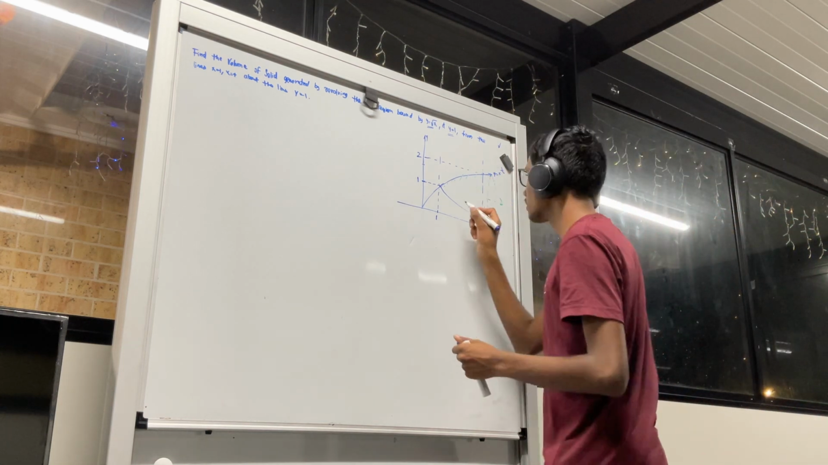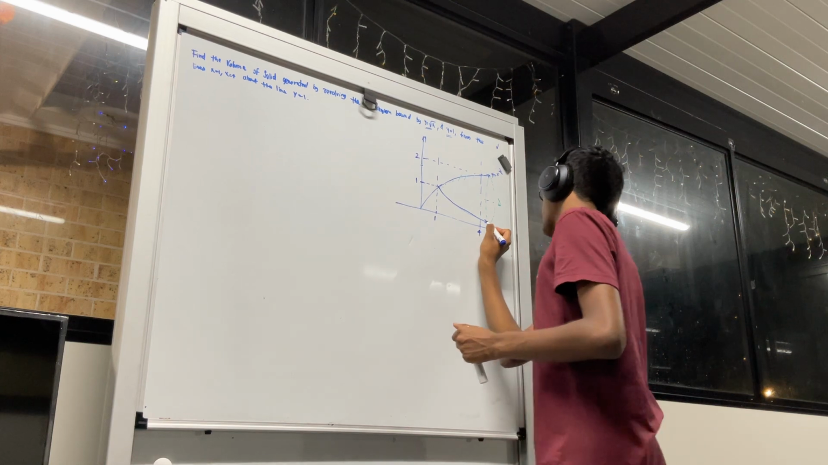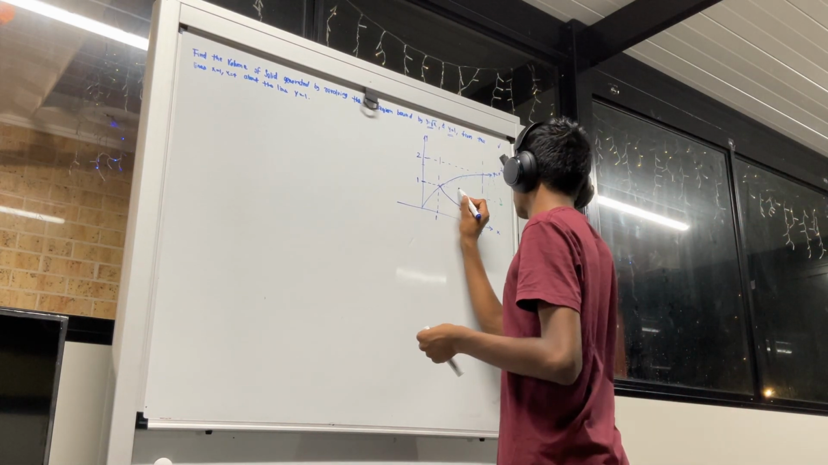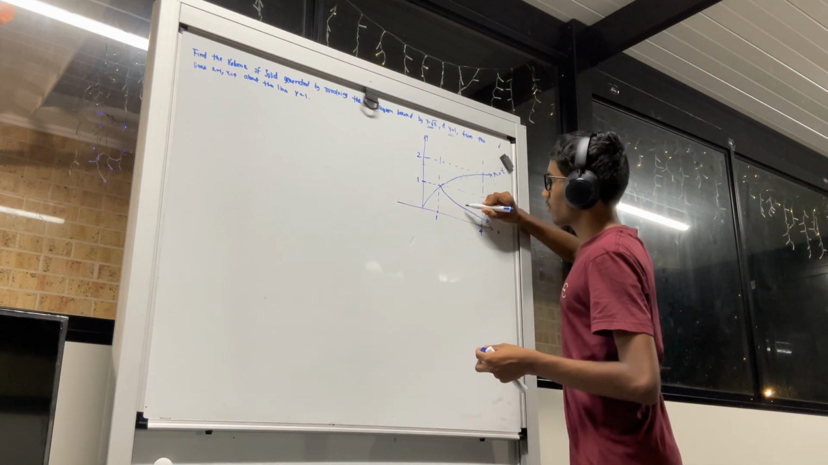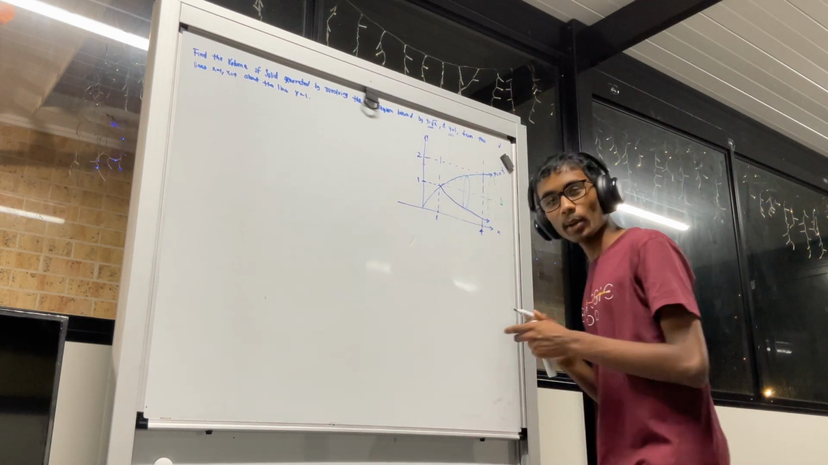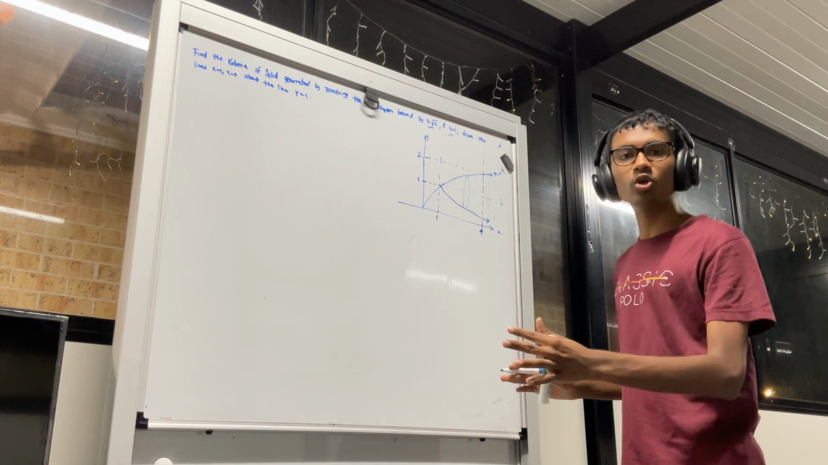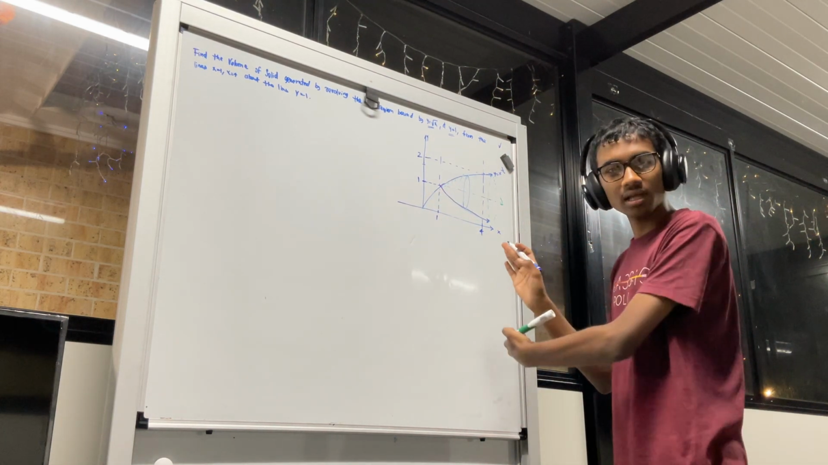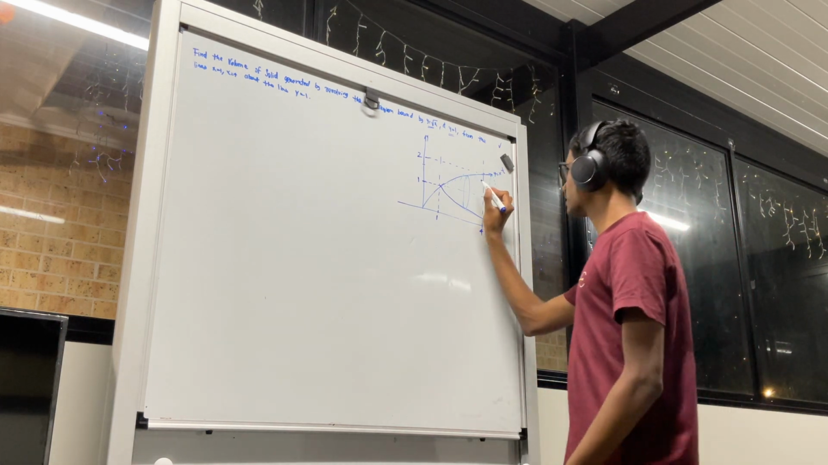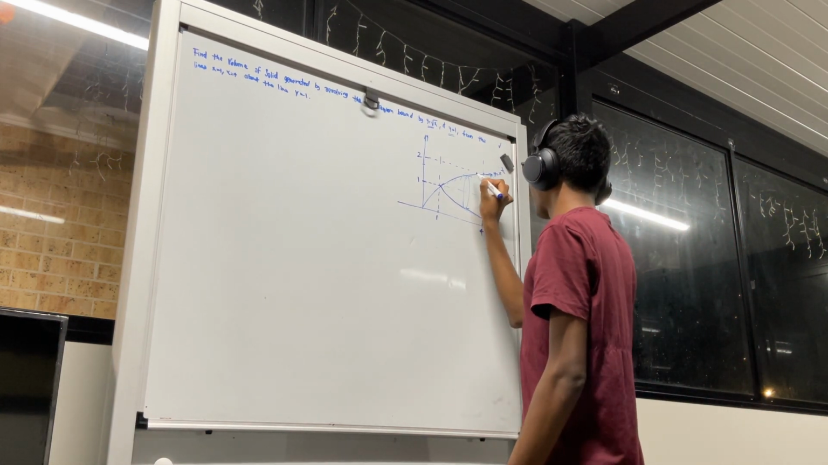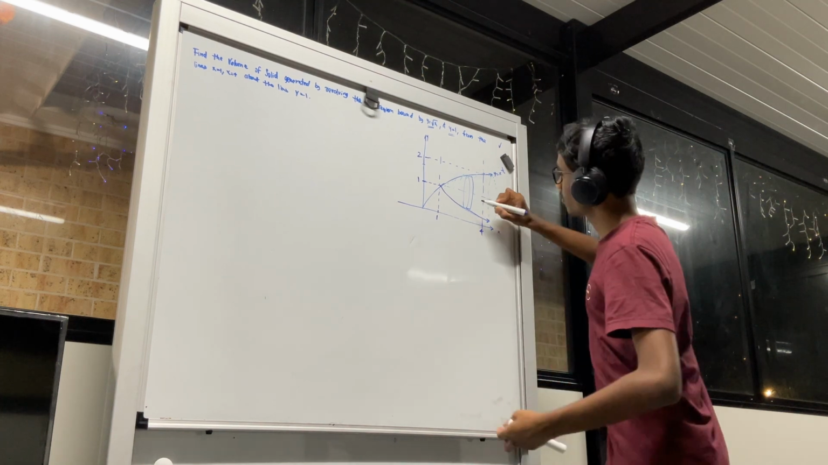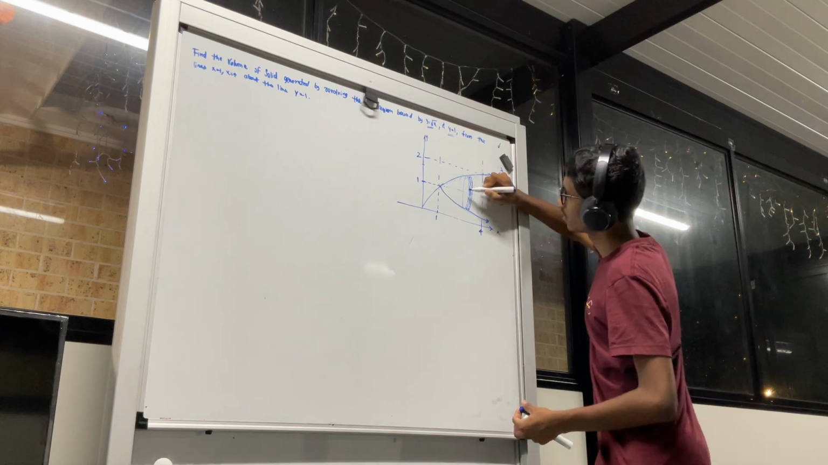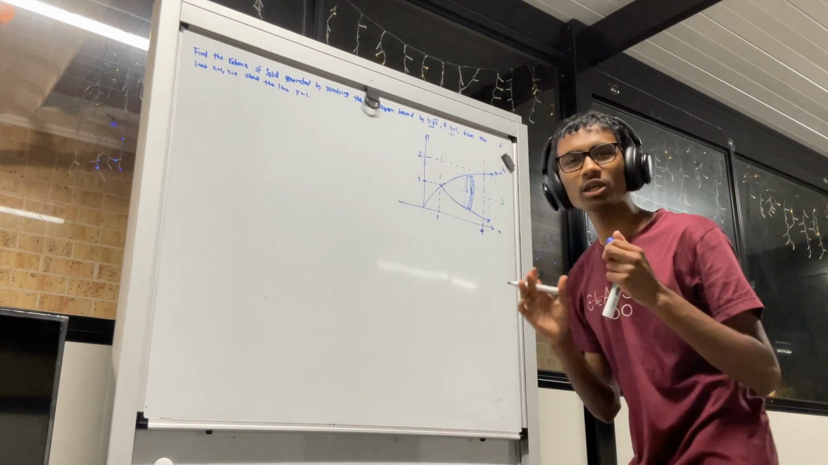And the way you find out any of these volumes is by separating this figure into smaller cylinders and then finding the volume of that one. Right? We can find the volume of this cylinder. And what's the volume of any cylinder?